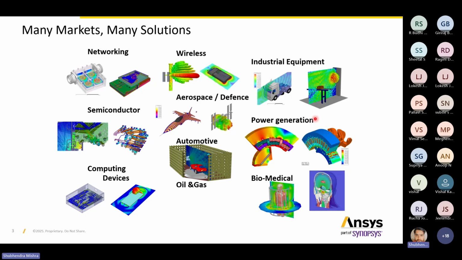So when I'm talking about electronics, there is a quote that says electronics does not make any industry, but electronics is part of every industry. Whether I'm talking about networking, in the networking domain we also provide Ansys electronics suites. Wireless is there. Industrial equipment, I'm talking about industrial equipment, also we use electronics. In aerospace and defense, in semiconductor, in computing devices, oil and gas, automotive, biomedical, you must have heard of SAR analysis, which is basically specific absorption rate. That type of analysis is also possible in HFSS and SIwave.